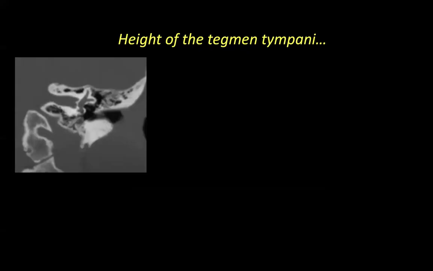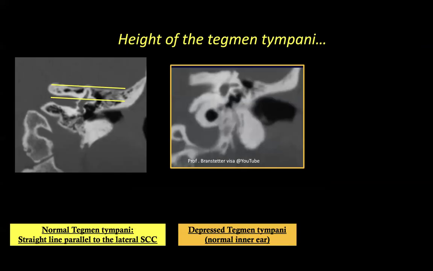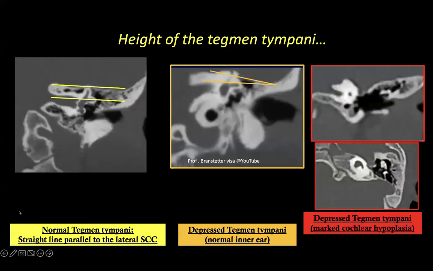What about the tegmen tympani? The tegmen tympani needs to be parallel to a straight line passing through the lateral semicircular canal. This is normal. This is again from Professor Brandstetter. This is not parallel, so this is not normal. It increases the risk of the surgeon to find themselves in the brain. But we are dealing with children, we are dealing often with malformation. Sometimes there is no semicircular canal, like in this case. So again, be descriptive, but describe this abnormal tegmen tympani if you have marked inner ear malformation.